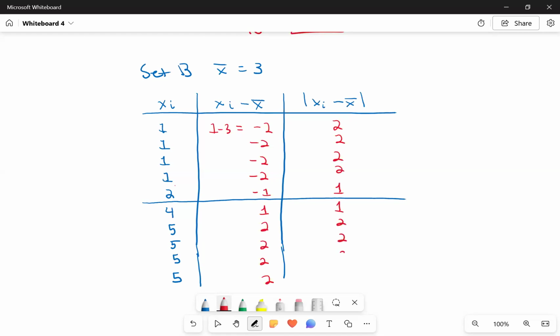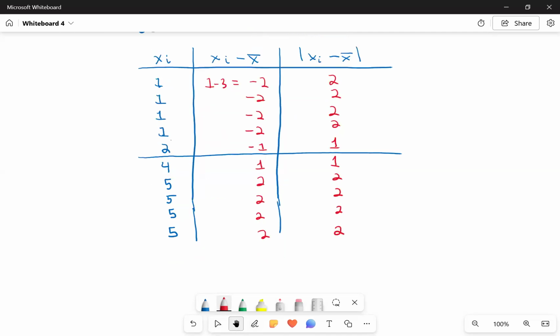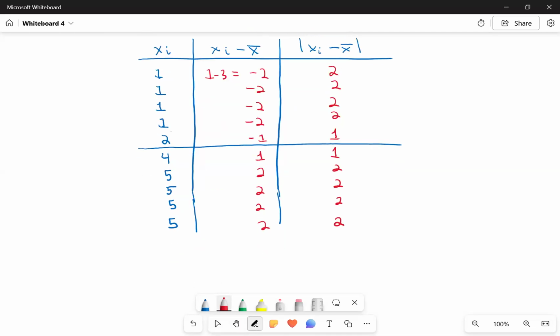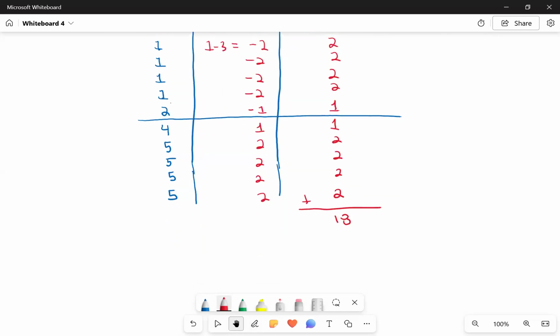And I'm going to find the mean of this column. So I'm going to add these all together. Okay, let's see. 1, 2, 3, 4, 5, 6, 7, 8 2s is 16, plus the 1s is 18. Okay, so for the mean deviation, I'm going to take that 18 and divide it by 10, which is 1.8.